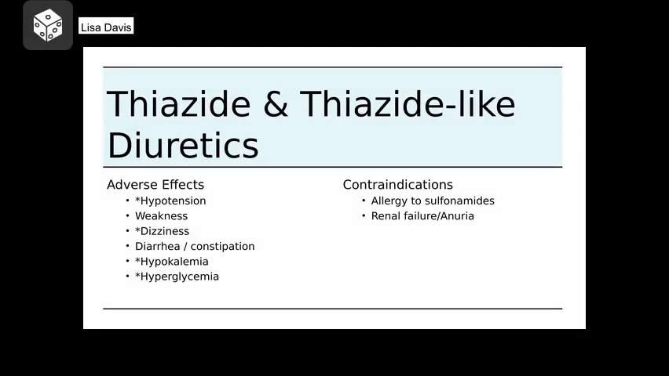Our big adverse side effects with the thiazide and thiazide-like diuretics are again going to be related to fluid and electrolyte balances. So we've got hypotension, we've got dizziness, we have hypokalemia. These drugs also have an effect on glucose, so you need to watch out for hyperglycemia, as it can be one of the adverse effects. Hydrochlorothiazide is contraindicated if patients have allergies to sulfonamides, just like with the loop diuretics. Also contraindicated with renal failure and anuria. Again, not going to make any urine.